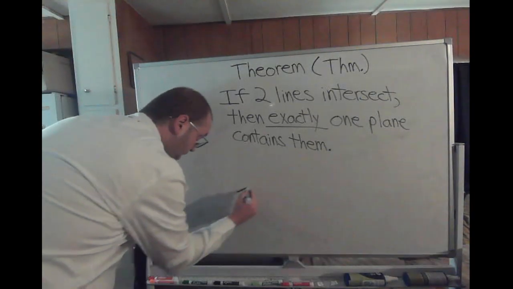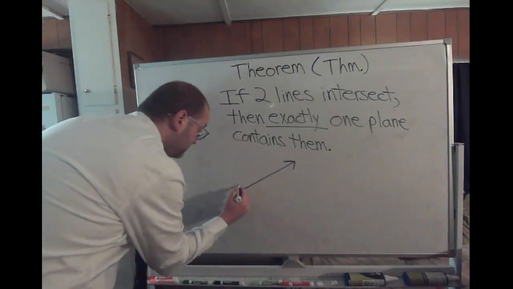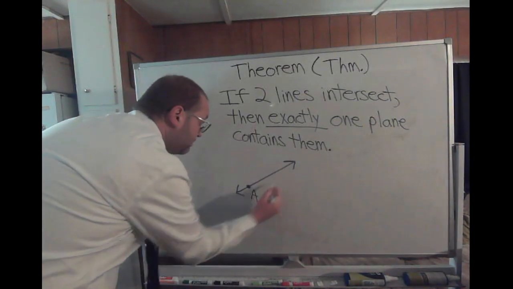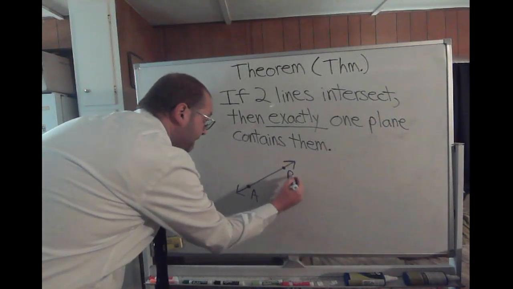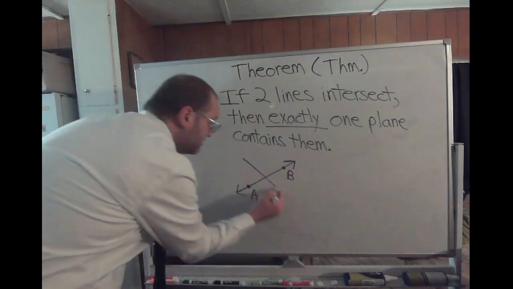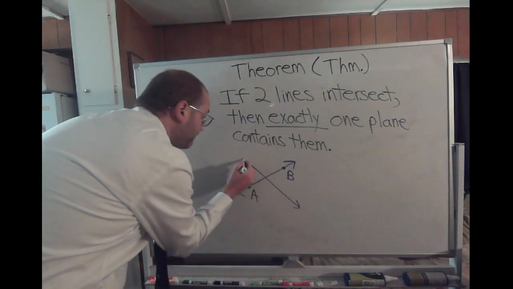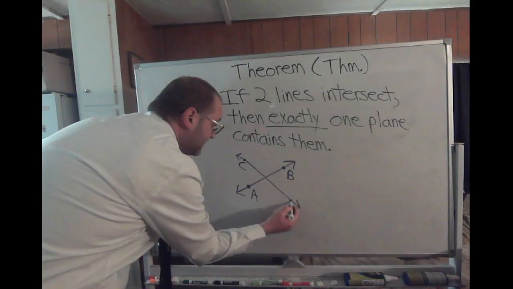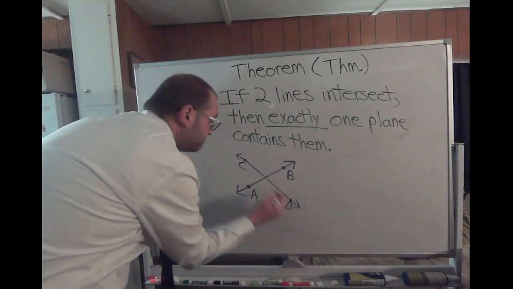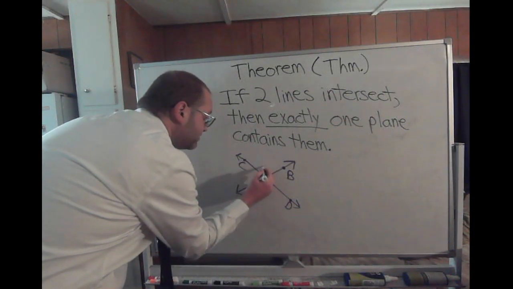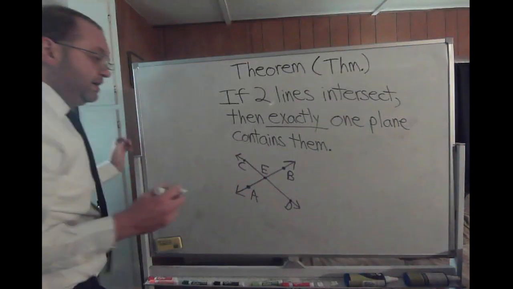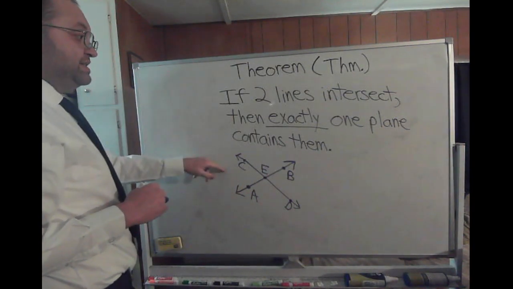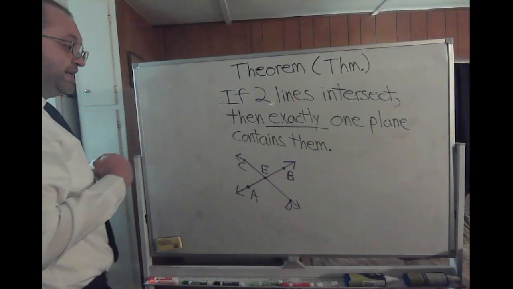I'm going to draw. I sure love A and B today. We'll do that. Let's cross another line here. Call these points C and D, and for good purposes here, we'll say these two lines intersect at point E. Well, this theorem states that if two lines intersect, then exactly one plane contains them.